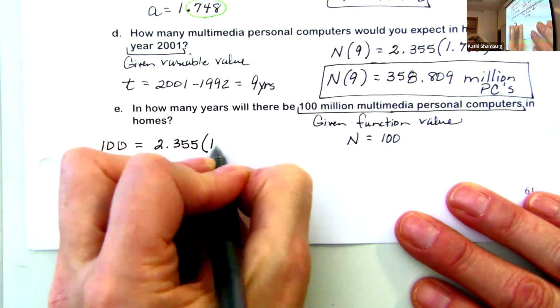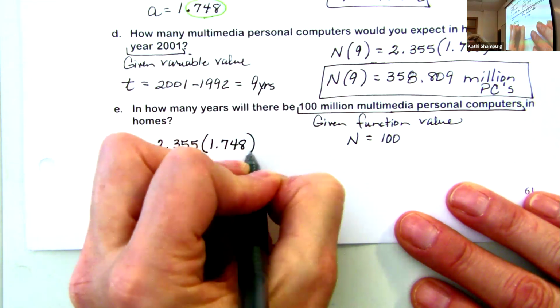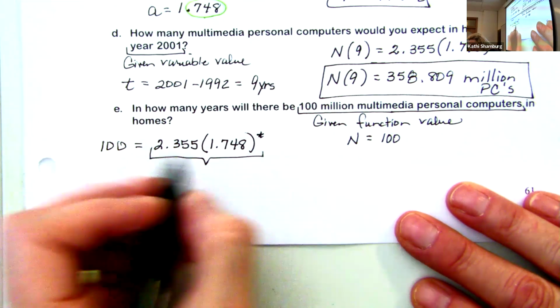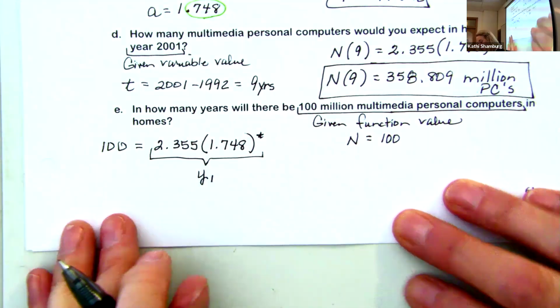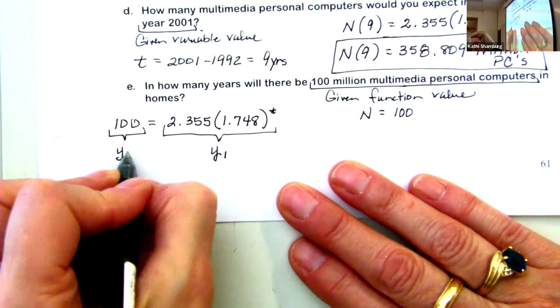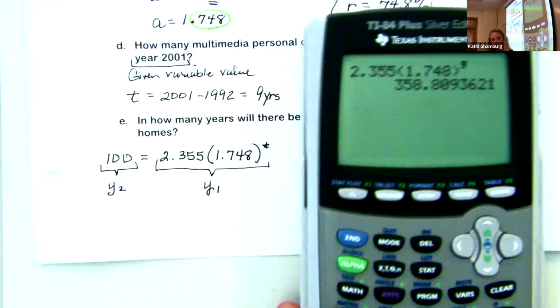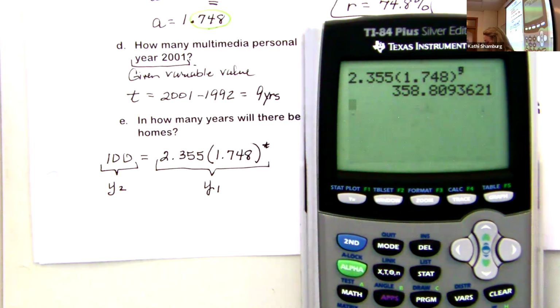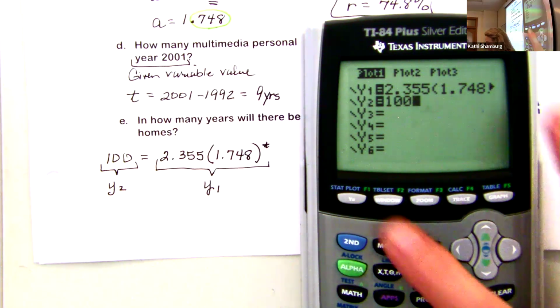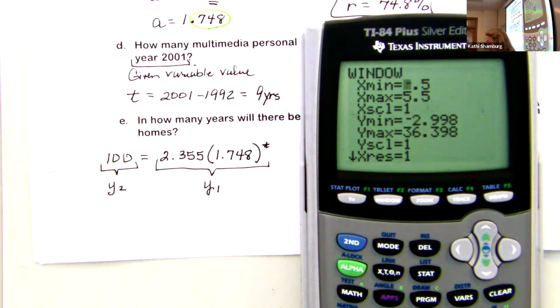2.355 times 1.748 raised to the t. This is already in my calculator as y1. What do we now do with this? Okay, now this is where it might get interesting, depending upon what the window is. So I'm gonna go in here and put in 100. And I'm gonna go to my window and it sets some numbers up. I have no idea if that's gonna be good or not.